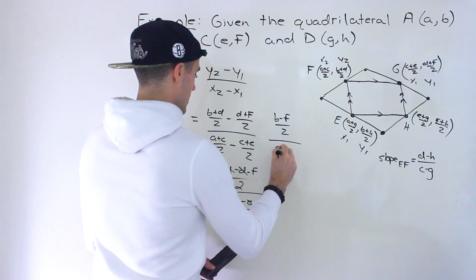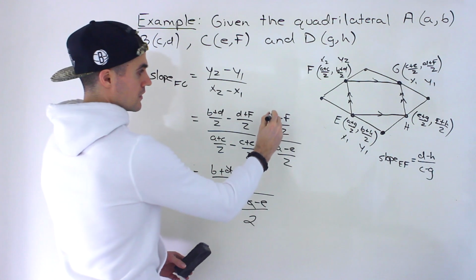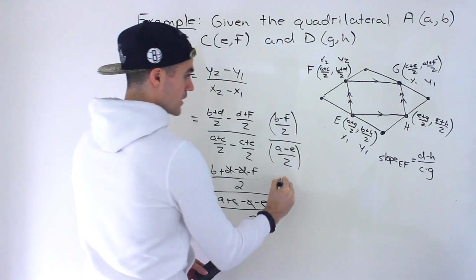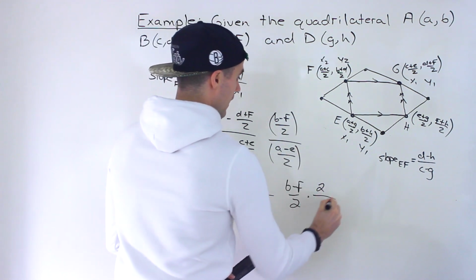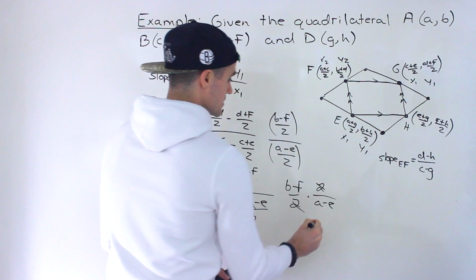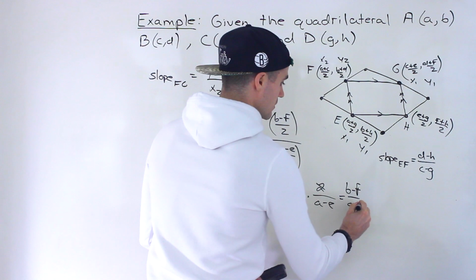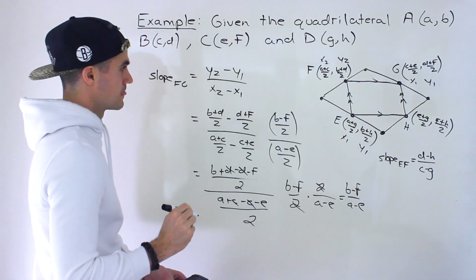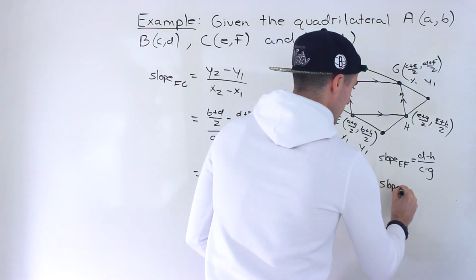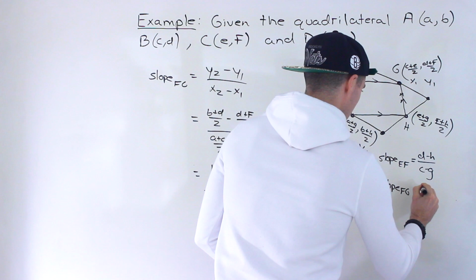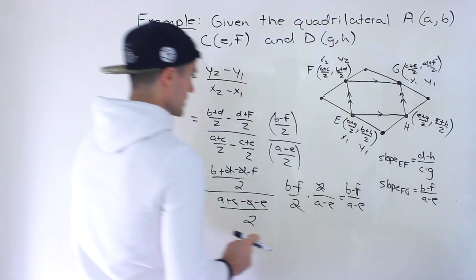a minus e over 2. Okay, so we're taking a fraction and dividing it by another fraction, which is like taking that first fraction and multiplying it by the reciprocal of that other fraction. The 2's cancel out, and we end up with b minus f over a minus e, like that. So that ends up being the slope of FG. So we have b minus f over a minus e, like that.